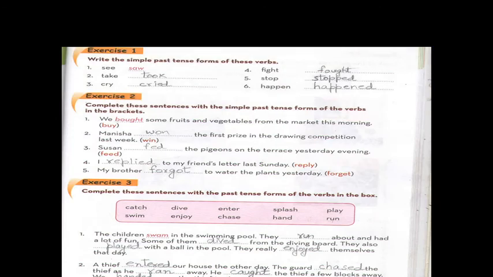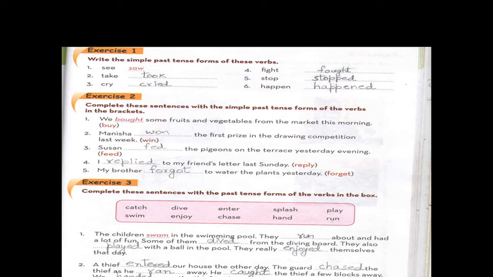Now open your books, page number 73, exercise number 1. Write the simple past tense forms of the verbs: see, saw; take, took; cry, cried; fight, fought; stop, stopped; happen, happened. You have to write down in your book.